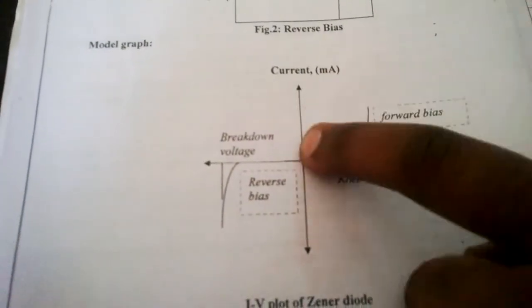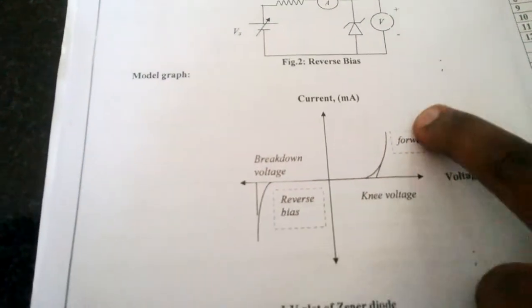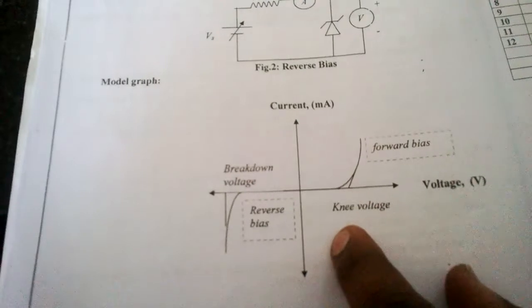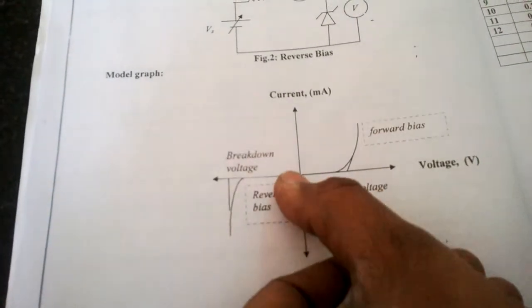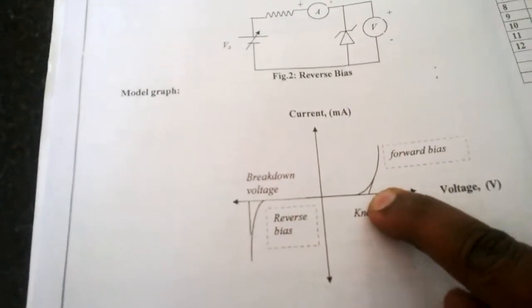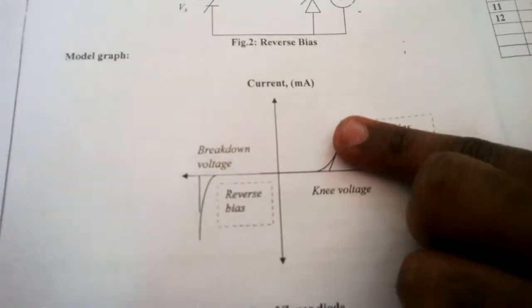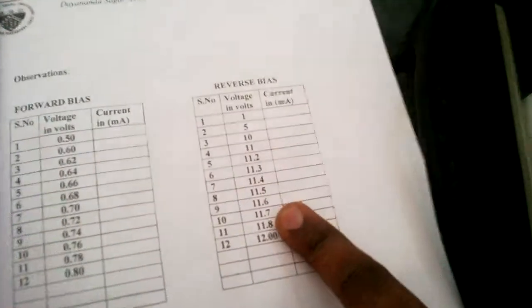Here this is current, this is voltage. We will get a curve like this. And if you draw the tangent to that curve, it meets the voltage axis at a certain value. That value we call the knee voltage. So this is forward bias. Next we will go for reverse bias.